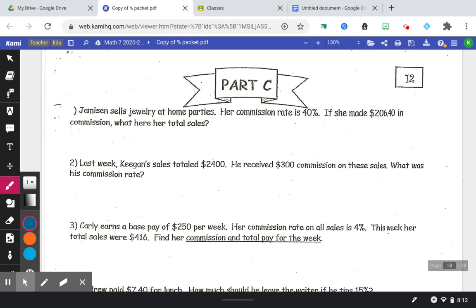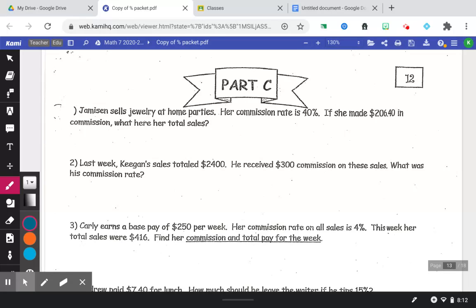Hi guys. I just want to give you the answers to the commission questions so you can check your work and see how you're doing. I'm going to read through the answers to this page, and then that way, any questions that you want to look over or see how they are done, you can fast forward the video to that particular question.